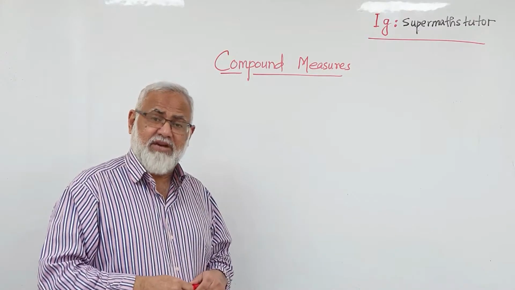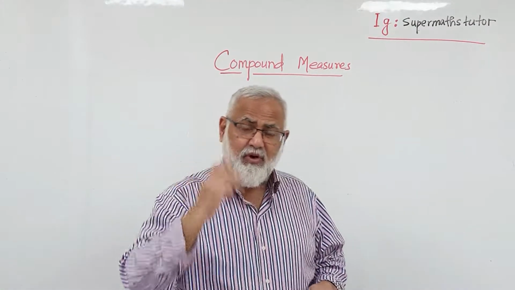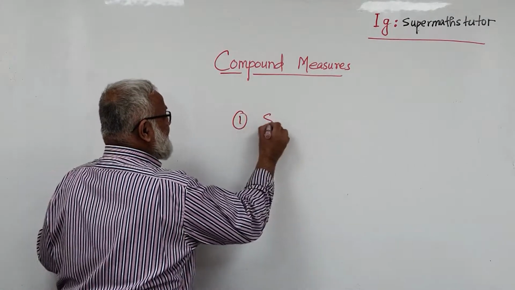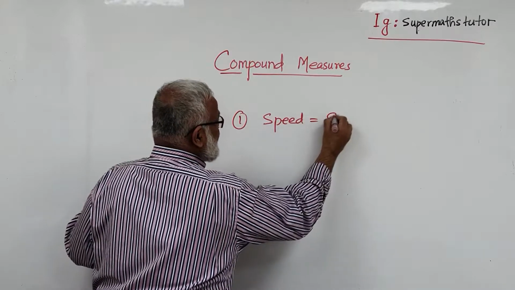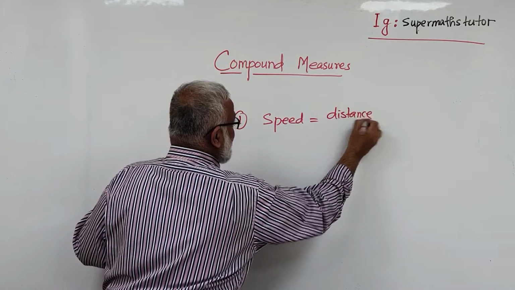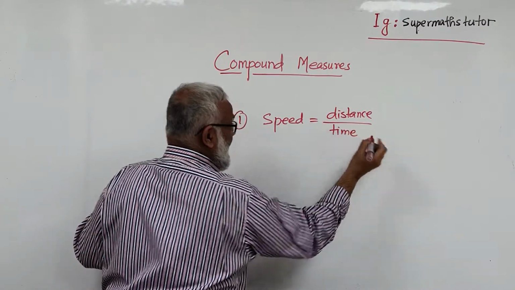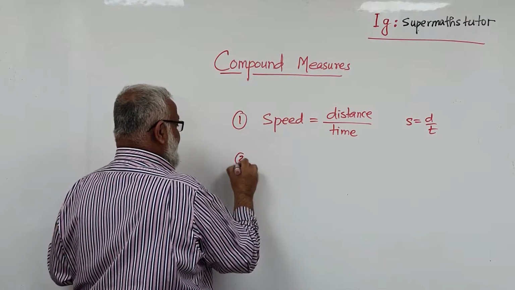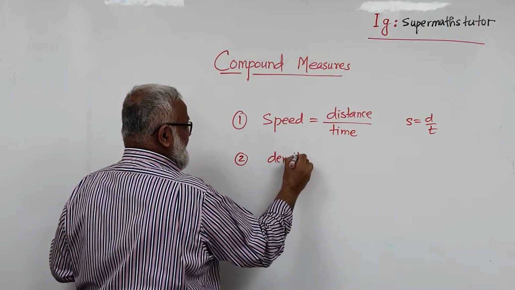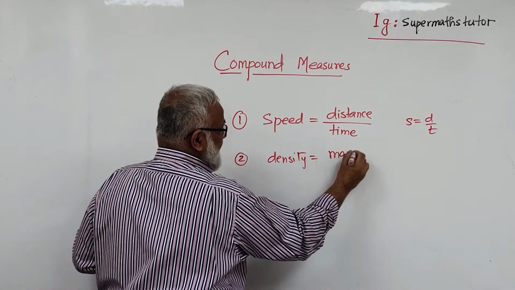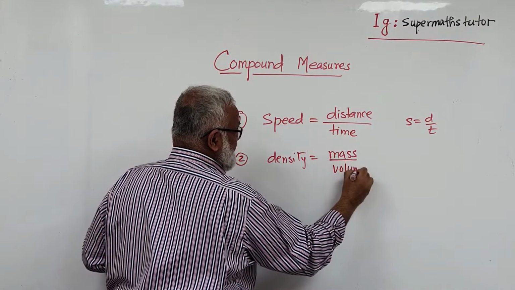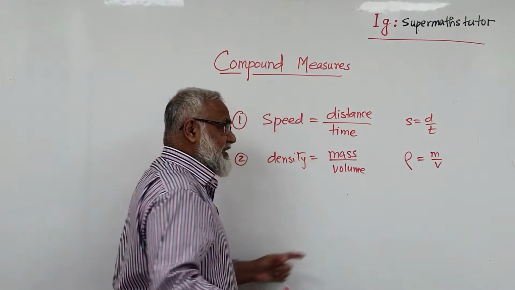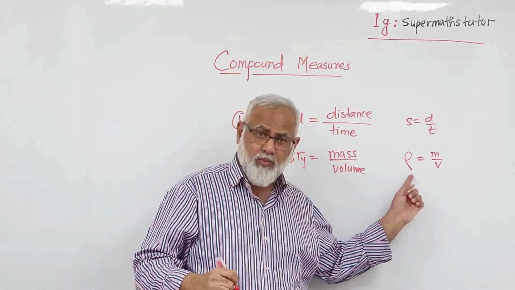It is called compound measures. Now, there are basically three formulas in the compound measures. The first one is called speed is equal to distance divided by time, and in shortcut S is equal to D over T. The second formula is density is equal to mass over volume, and in short form the rho is equal to m over v. This is not a P, it's a Greek letter rho.